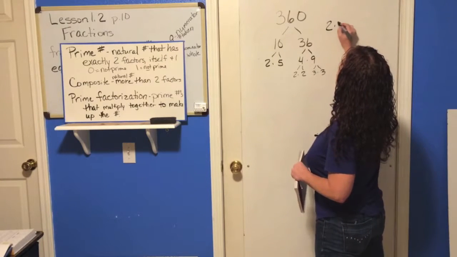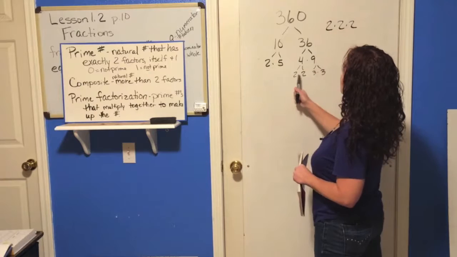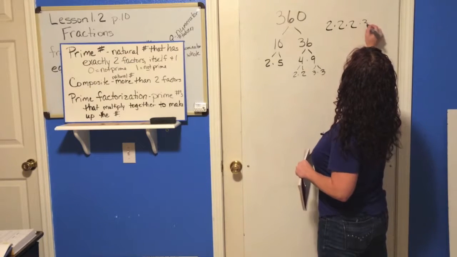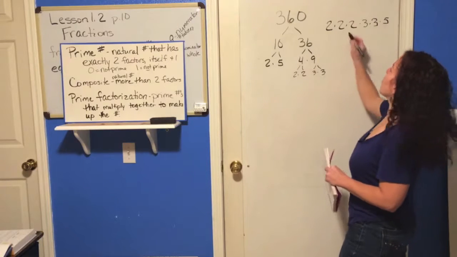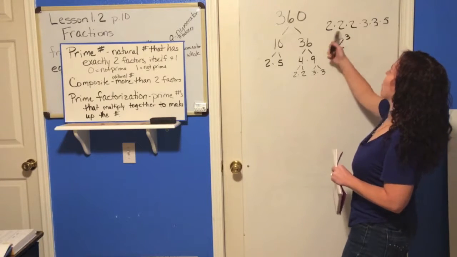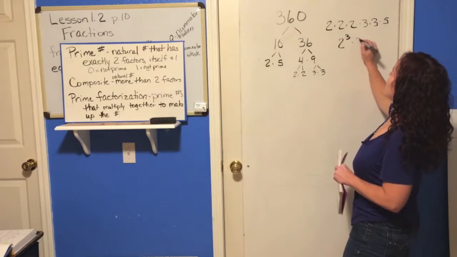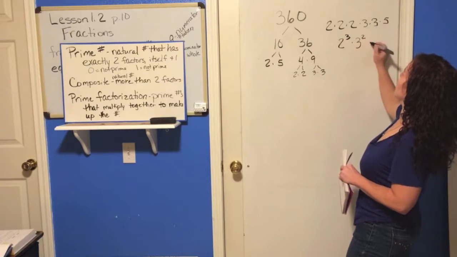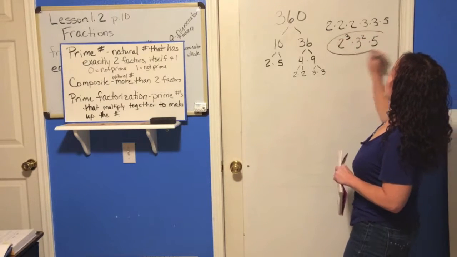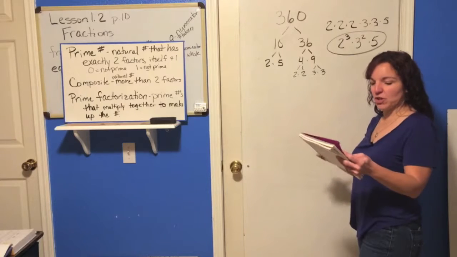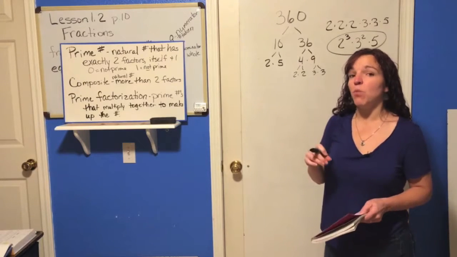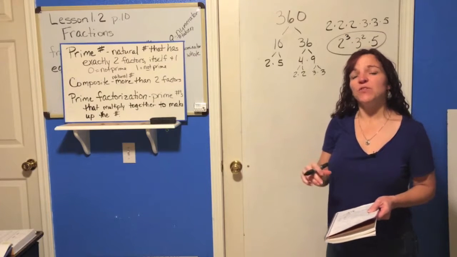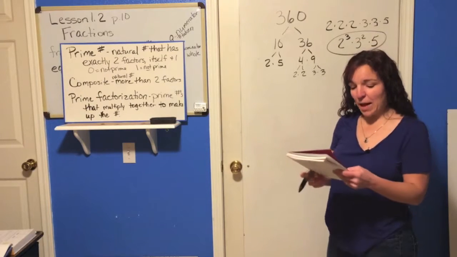So your prime factorization is 2 times 2 times 2, 1, 2, 3 2s, times 3 times 3 times 5. And to shorten that up, we can say 2 to the 3rd power because there's 3 of them, times 3 squared because there's 2 of them, times 5. And that is your prime factorization of 360. On page 14, you'll see more of those. Do a couple more and see if you get those answers right, and then come back.